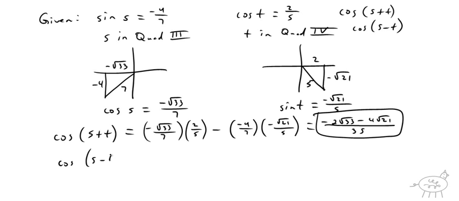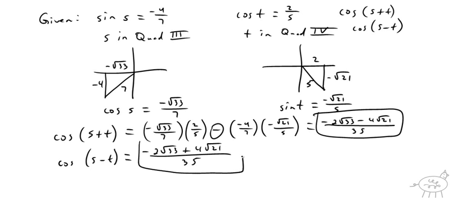And of course, cosine of S minus T is equal to, you're just changing the sign, right? So instead of minus 4 root 21, it's going to be negative 2 root 33 plus 4 root 21 over 35. Pretty easy schmeezy. All right?